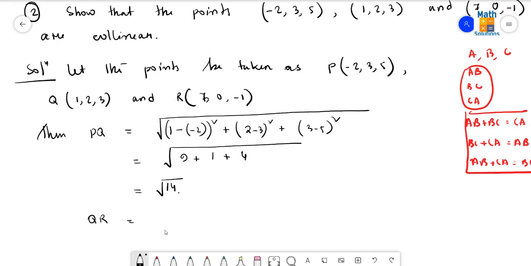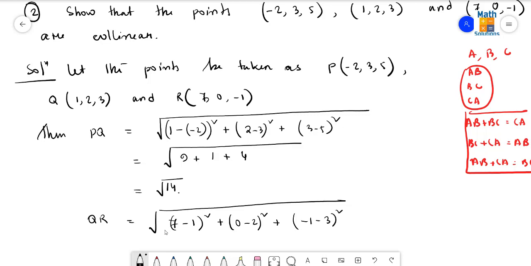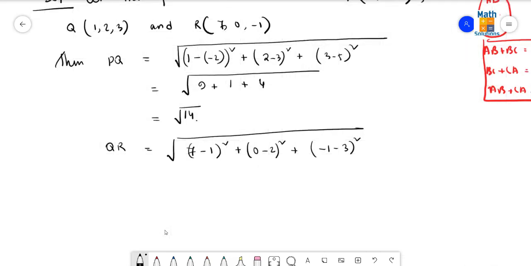Similarly, we shall come to QR. That will give us the result what? (7 minus 1) whole square plus (0 minus 2) whole square plus (-1 minus 3) whole square. After that, the result will come like this.